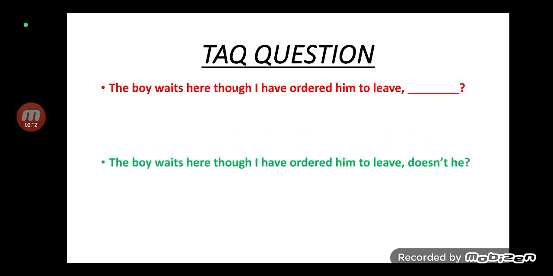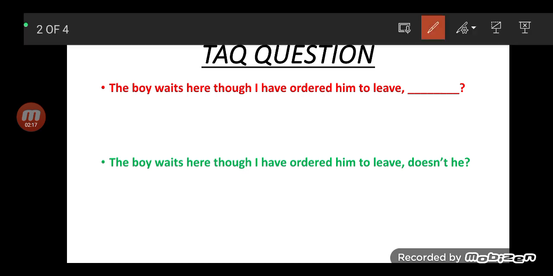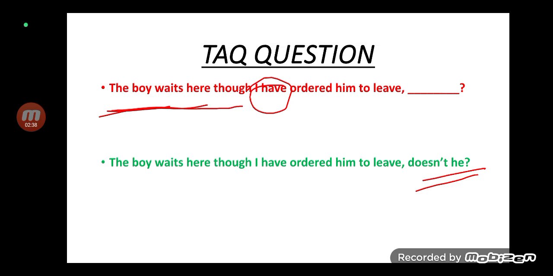The boy who's white-haired thought I have ordered him to leave, doesn't he? In this case, we can see only the first part of the sentence: the boy who's white-haired thought. In this situation, we can see the first clause follows this answer, doesn't he? But why can we not use haven't I here? Because in this complex sentence, only the principal clause is used for making the question. Remember, only the principal clause is used for making the question.